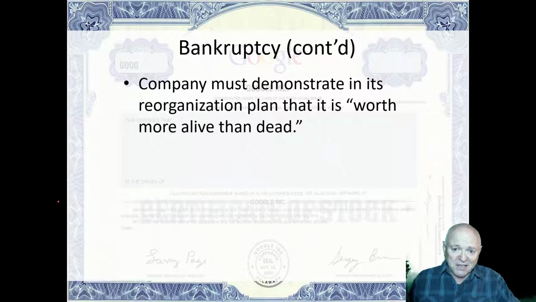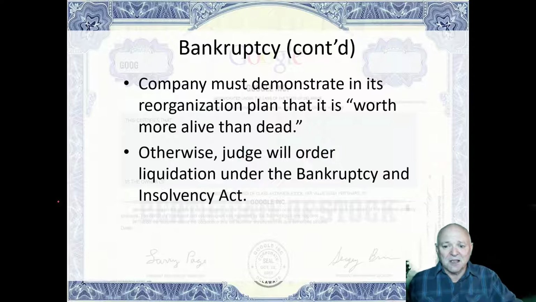During that period, the company needs to demonstrate that it's worth more alive than it is dead. And so it has to find a way to sell off some of its assets, perhaps get out of some of the leases that they have, to find a way to reorganize so that they can continue on in business. And at the end of that period, if they can't do that, the judge will order liquidation under the Bankruptcy and Insolvency Act. So they go through the first stage and then the second.